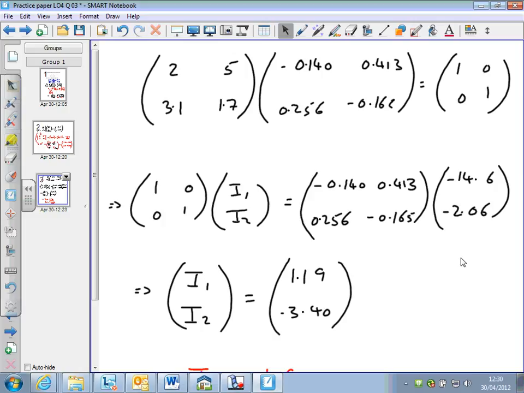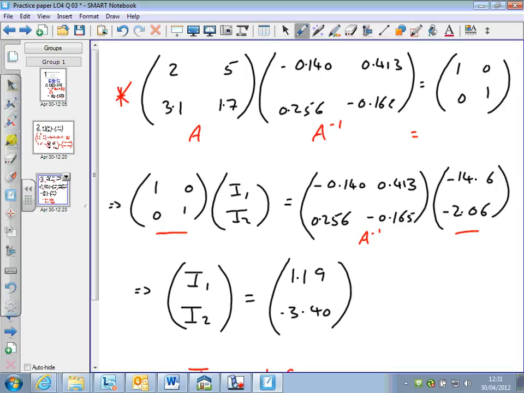Okay, so you might want to confirm, you don't need to do this, certainly not in the exam, that A times its inverse equals the unit matrix. But taking this as the case, on the left-hand side of this equation, A times the inverse of A gives us the unit matrix. And so that is multiplied by I1, I2, equals the inverse matrix multiplied by this solution, minus 14.6 over minus 2.06.